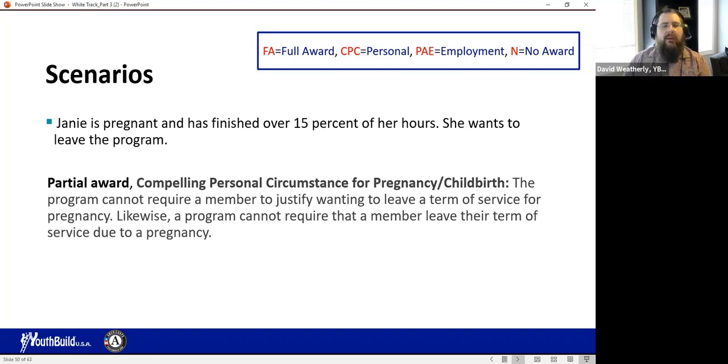Likewise, the program cannot require that a member leave their term of service due to pregnancy. That decision ultimately falls on the member, as it falls within their rights under anti-discrimination legislation. We don't have that in our realm, but I've been told that there are some federal protections for you all. And AmeriCorps recently clarified how that applied specifically to the case of pregnancy.